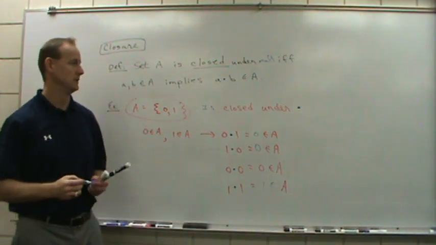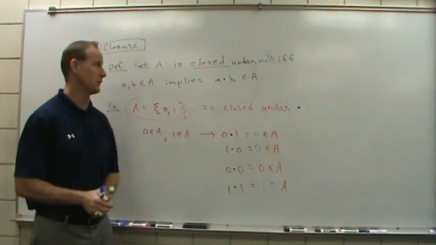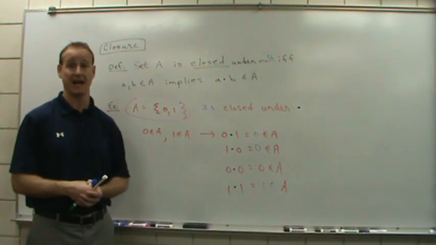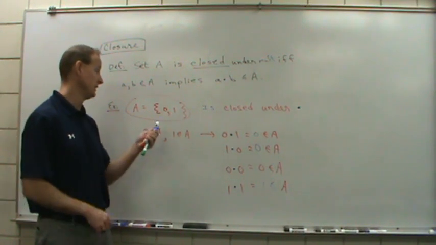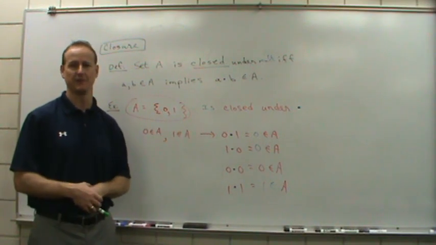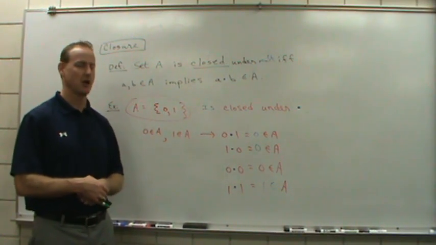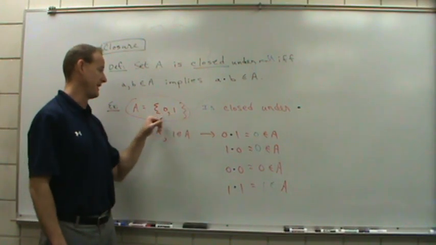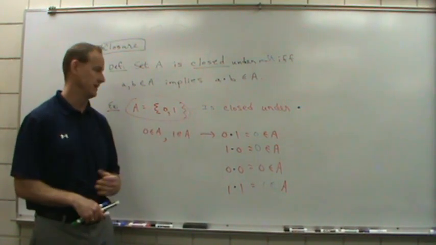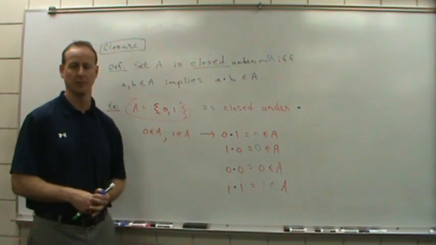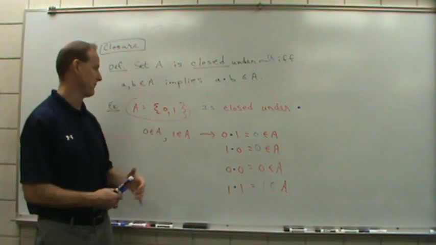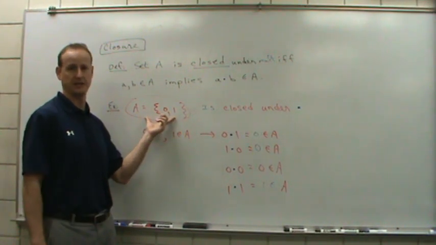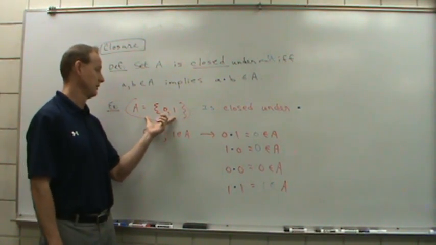Okay? So we can also do this for other operations such as division and subtraction. Is this closed under subtraction? The answer would be no, because 0 minus 1 is -1, which is not in the set. It's also not closed under division. 1 divided by 0 is undefined, and that's not an element of the set. So we do have closure under multiplication, but we do not have closure for this set under addition, subtraction, or division.